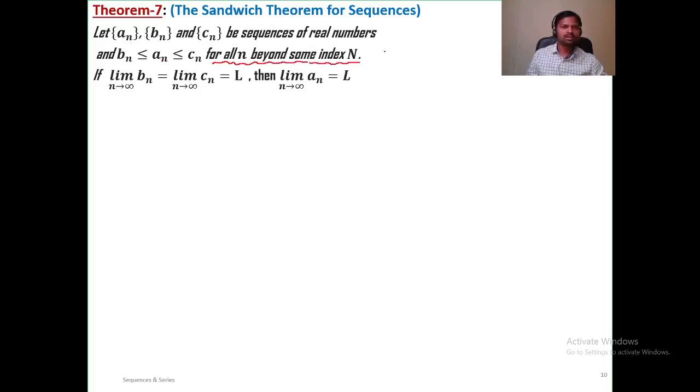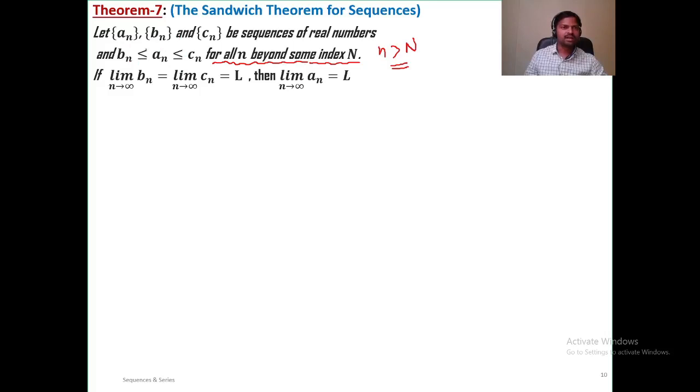n beyond some index N means n is more than capital N. Beyond means after. After capital N means N plus 1, N plus 2, and so on. That means n is more than capital N. So the first few terms may not satisfy this inequality.